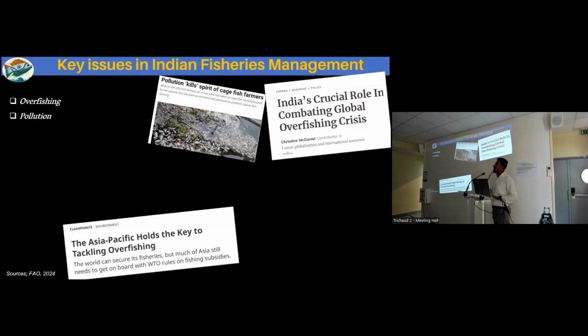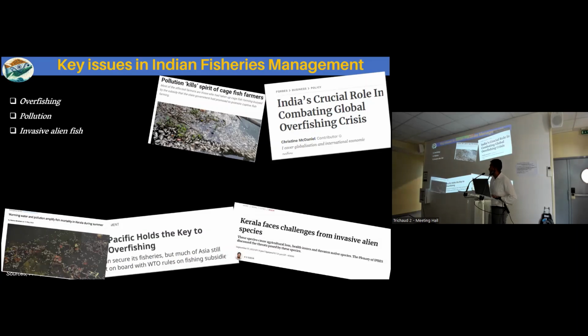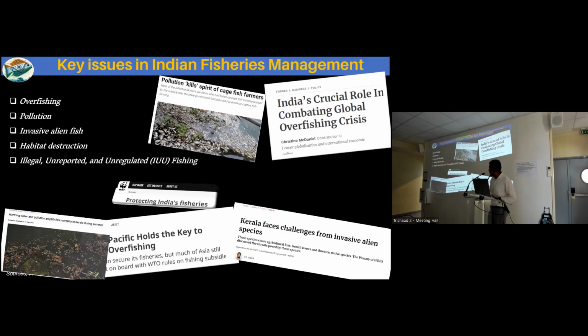Overfishing is the major problem that leads to many species being overstocked and depleted. The second challenge is pollution from agricultural runoff, industrial waste, and plastic pollution. Of course, invasive fish are also one of the threats, displacing endemic and indigenous species. Then there is habitat destruction through barriers, construction of dams, and industrialization. These are the major issues that have led to the decline of Indian fisheries.